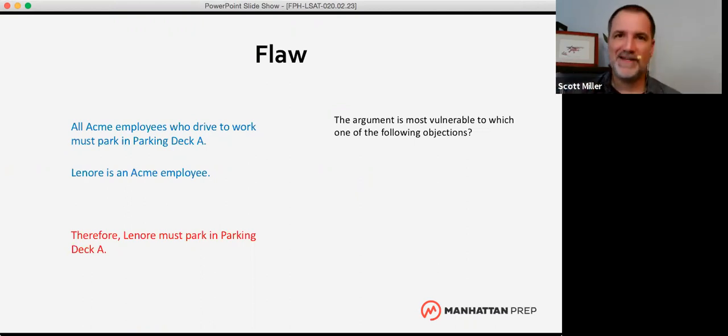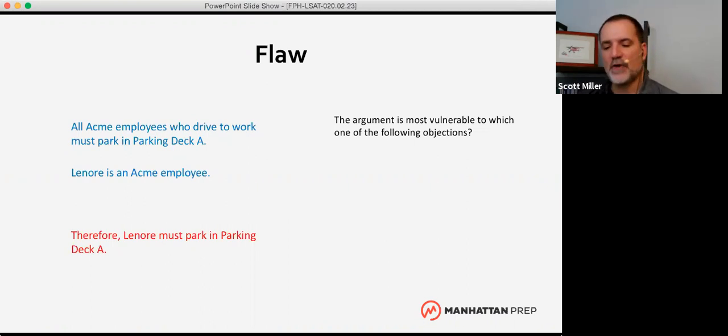Sufficient assumption, necessary assumption, flaw, strengthen, and weaken. These questions are really similar in a lot of ways, and the way they're similar is that they're all presenting an argument with some kind of gap in it, with a missing premise. So in all these types of questions that we're looking at right now, even in the identify the conclusion, right?